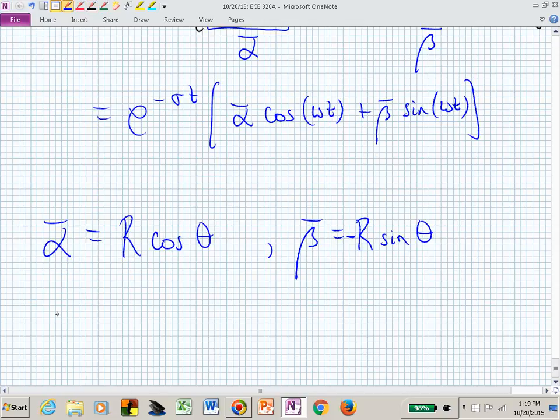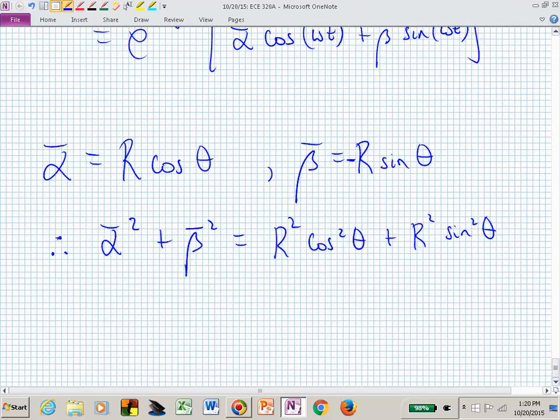All right. Now, let's look at what happens if we take alpha bar and square it and add that to beta bar and square it. Then we have r squared cosine squared of theta plus r squared sine squared of theta. And now we see another trig identity, don't we? If we factor out the r squared, we have cosine squared plus sine squared, which is 1.